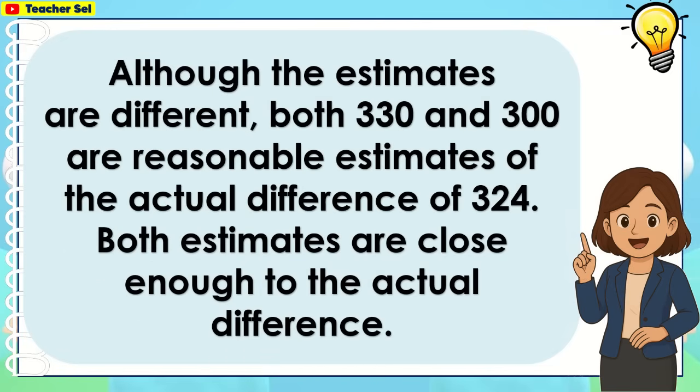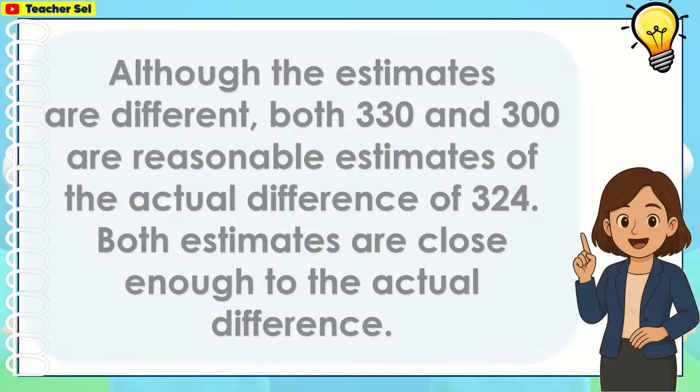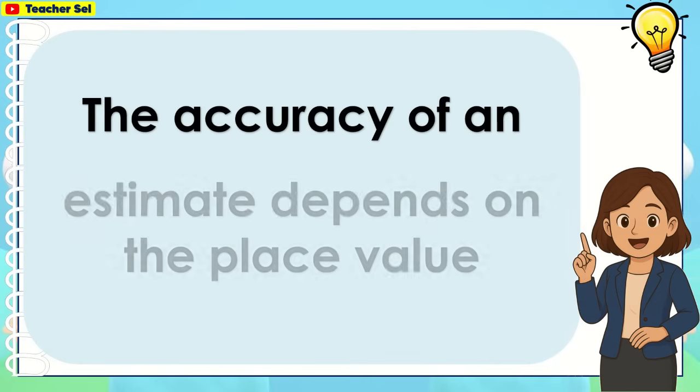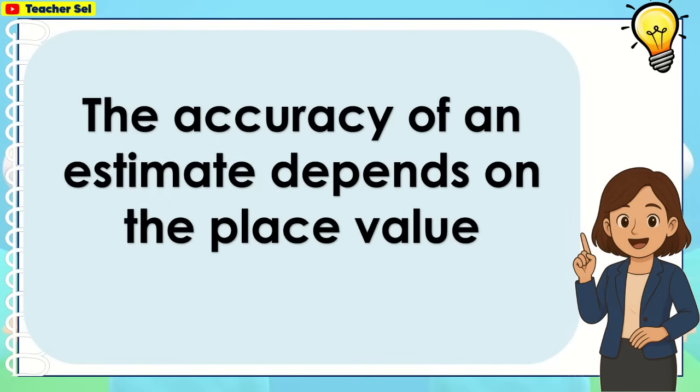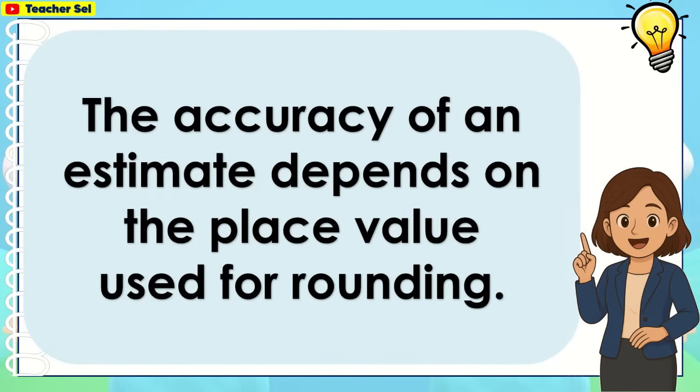Although the estimates are different, both 330 and 300 are reasonable estimates of the actual difference of 324. Both estimates are close enough to the actual difference. The accuracy of an estimate depends on the place value used for rounding.